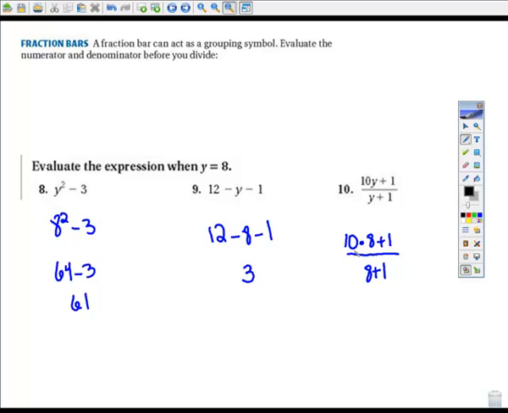The note said evaluate the numerator, then the denominator, then divide. So we have multiplication, 80 plus 1, and then 8 plus 1 is 9. This gives us 81 divided by 9 equals 9.